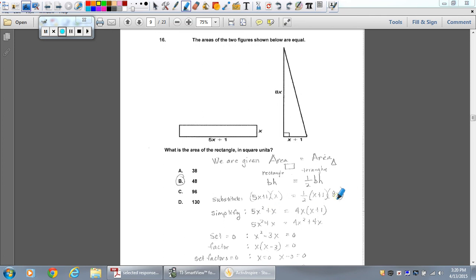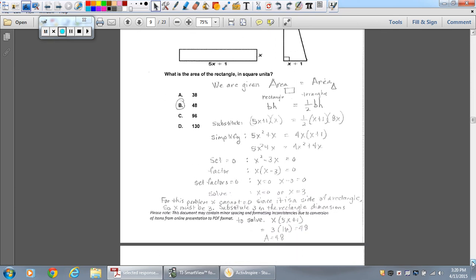I did some multiplying. I distributed here to clean it up. I multiplied here. I went ahead and brought this 8x and multiplied it by 1/2 to get 4x, and then brought down the x plus 1, and then later I distributed the 4x to the x plus 1. And then I remembered the rule of solving quadratics. You want to set everything equal to 0.